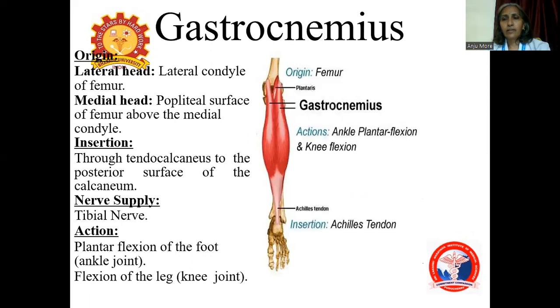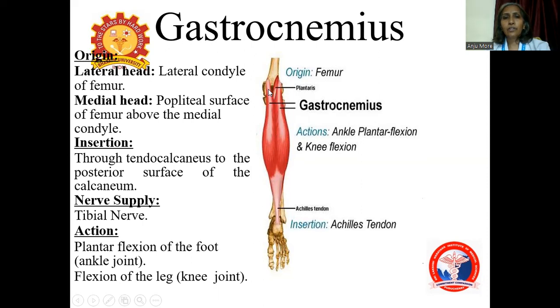Now we will discuss the muscles in the posterior compartment of leg. The first muscle in this region is gastrocnemius. The muscles, as usual, will be discussed under four heads: origin, insertion, nerve supply, and action. Gastrocnemius is a muscle with two heads. One is lateral head arising from lateral condyle of femur. Here in this diagram, you can see this is the lateral head. Medial head arising from popliteal surface of femur above the medial condyle.